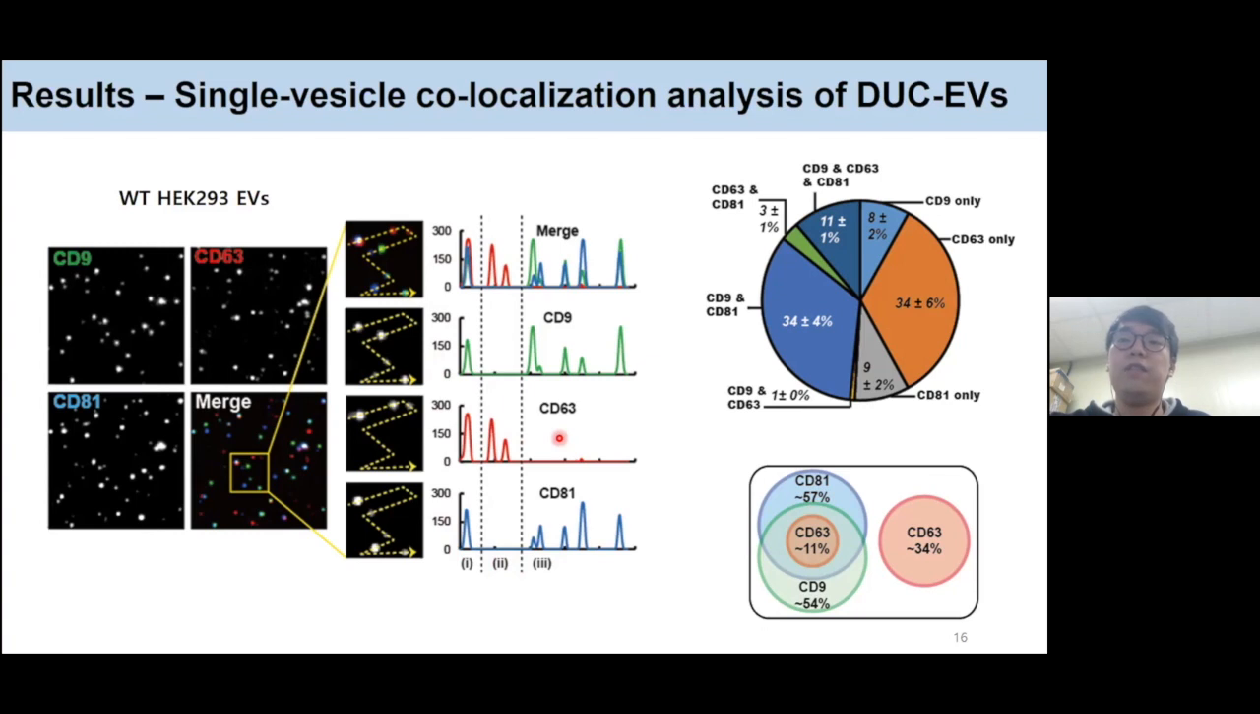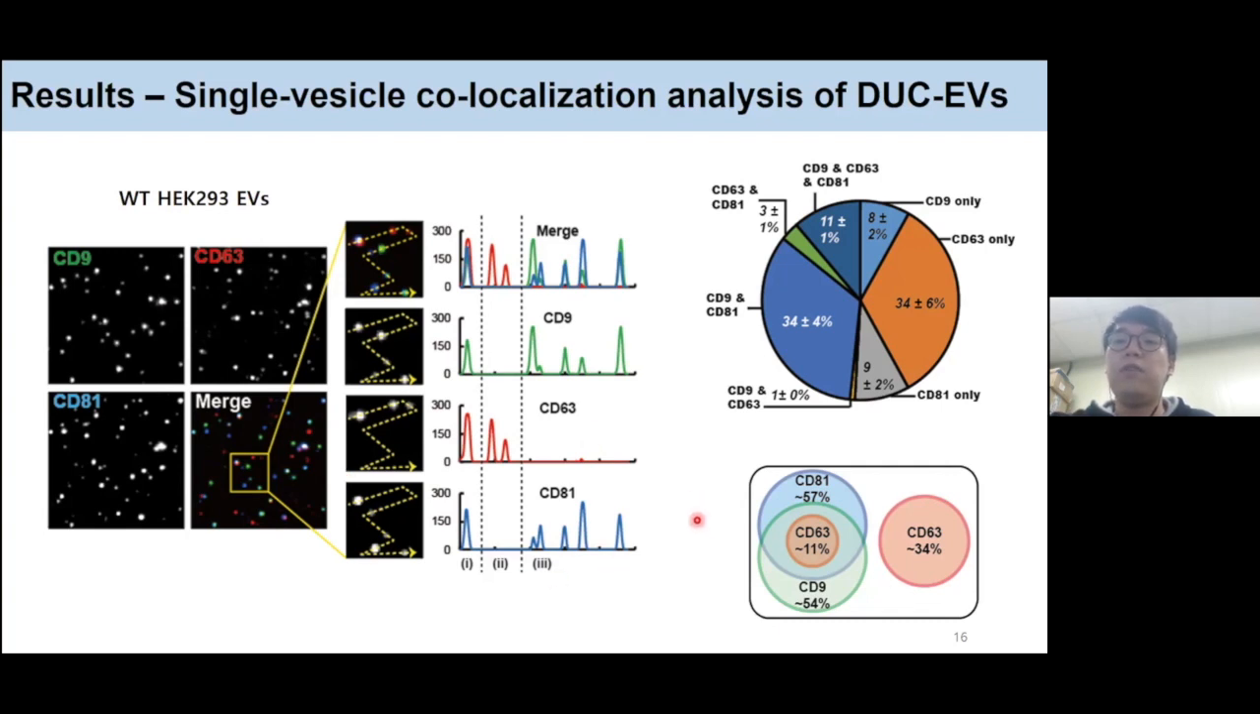To more quantitatively analyze this tetraspanin expression profile, we analyzed more than 5,000 single EV signals from about 15 different images. And from the result, we identified 5 different populations of EVs that had different tetraspanin expression profiles. About half of the EVs were tetraspanin single positive EVs, and the other half of the total EVs expressed more than 2 different types of tetraspanin at the same time. One interesting observation is that there were almost no CD9 and 63 double positive EVs and CD63 and 81 double positive EVs. When we expressed the detected EV populations in a Venn diagram, it appeared as shown in the slide.